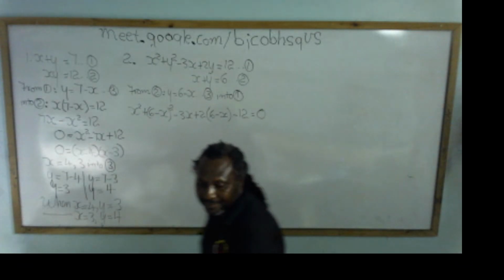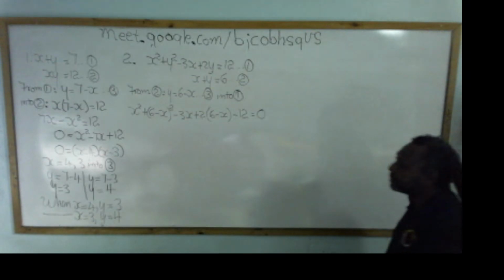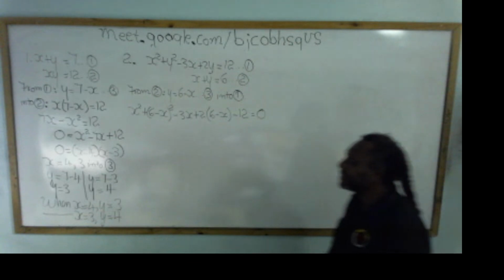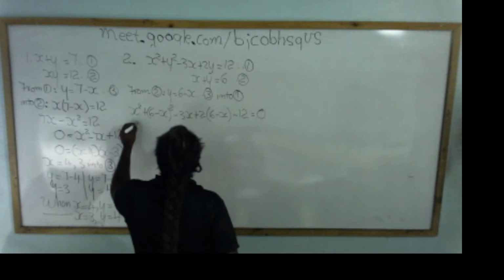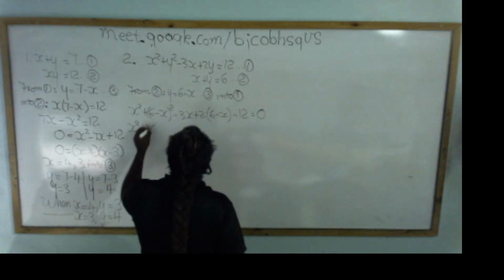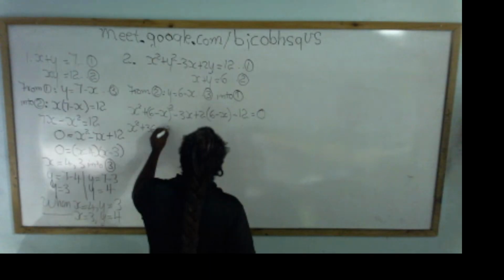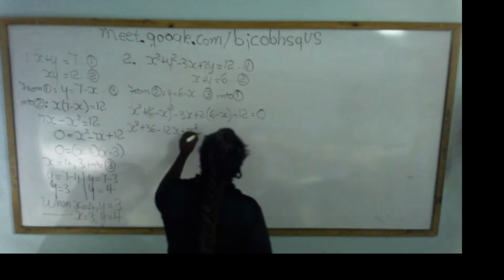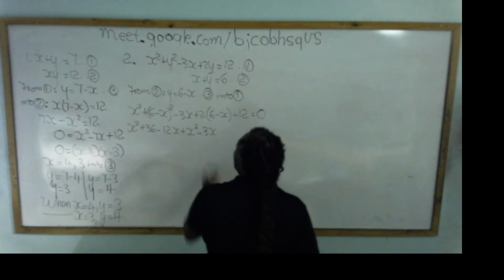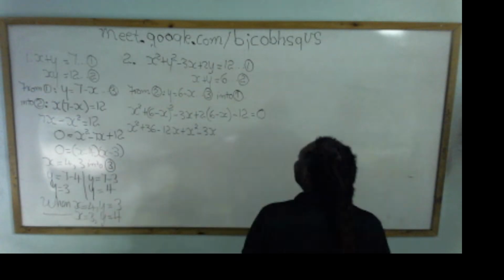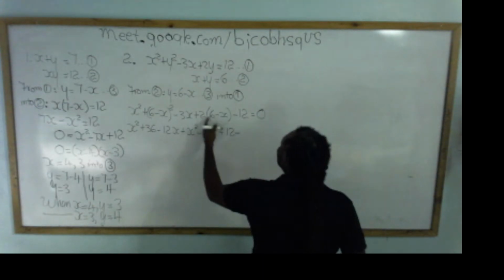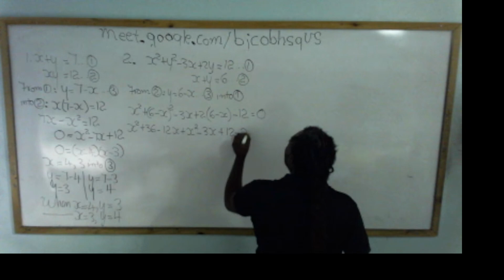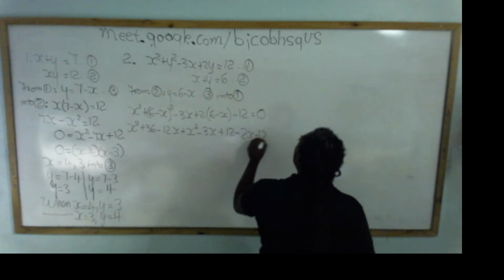Nice. So let's go. X squared plus 36 minus 12x plus x squared minus 3x minus 3x plus 12 minus 2x minus 12 equals 0.